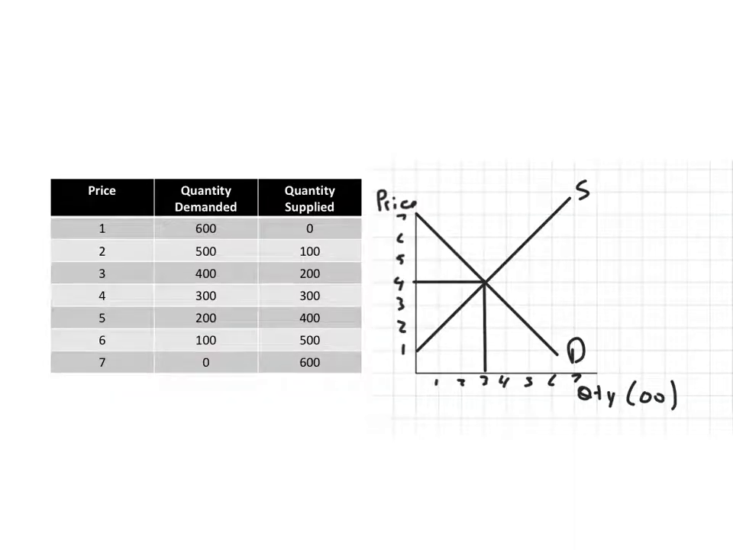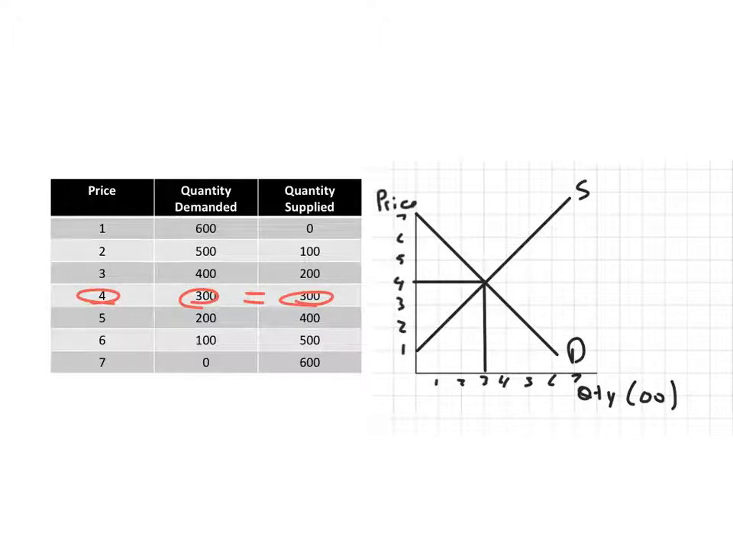So here we have a simple market represented by both supply and demand schedules and a supply and demand graph. And we can see that in this market, equilibrium occurs where quantity demanded equals quantity supplied at an equilibrium or market clearing price of $4 and an equilibrium quantity of 300 units. Now the question is, how does a competitive market achieve this equilibrium? To determine how markets achieve equilibrium, we ask ourselves: what would happen if the price in the market were not at $4?